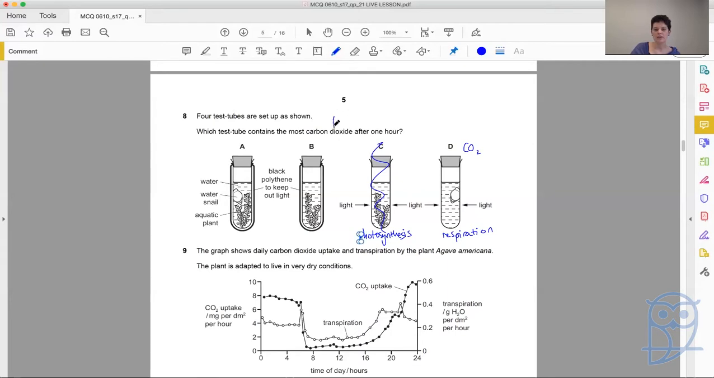So let's have a consideration about what's happening in the dark. Now, in the dark, the plants are also going to be respiring, but not photosynthesizing. So here we're going to potentially have CO2, and here we're going to have CO2. But let's look at this. Here we've only got plants. Here we've only got snails. Here we have plants and snails producing CO2. So who's going to have the most? Well, the more sources of CO2 is going to give us the more CO2. So our answer is A.